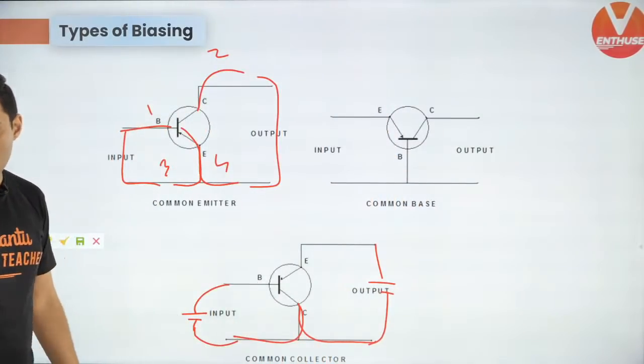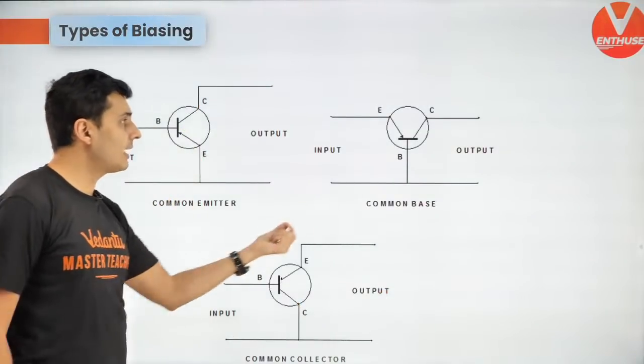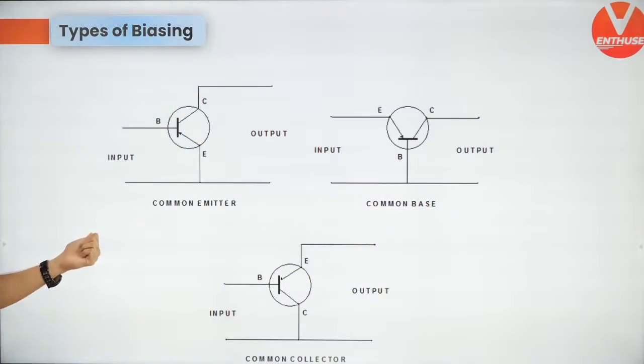Is that clear now, Anu? So that's what is called biasing. Common emitter means take the emitter common. Common base means take the base common. Very good.